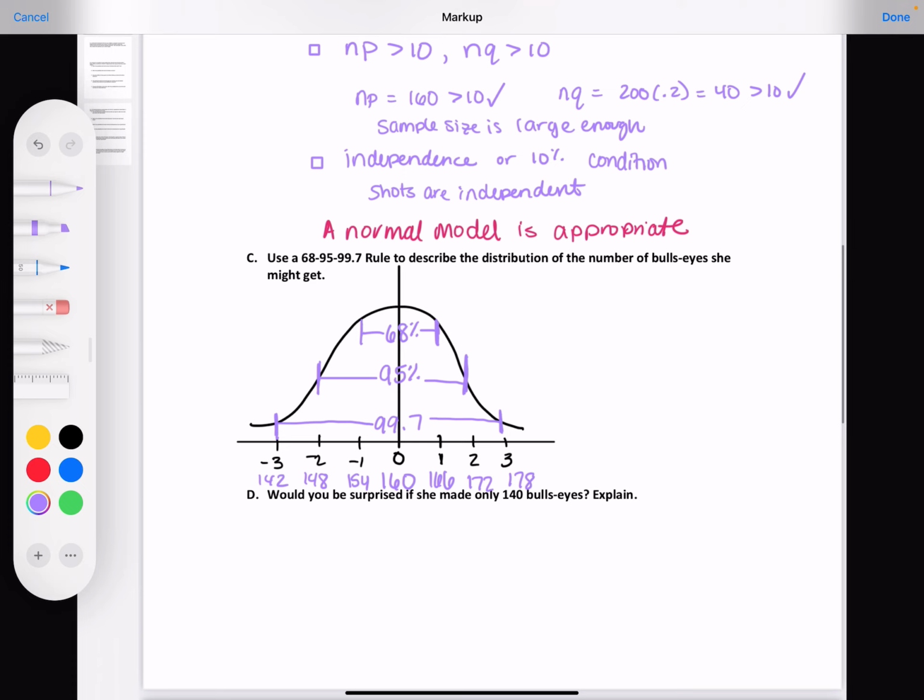Pig abuse. All right, would you be surprised if she made only 140 bullseyes? And explain. Yes, because it's outside of 2 standard deviations, and that's abnormal. It is more than 2 standard deviations away, below the mean. Taylor, if you said 3, that would be fine. Technically anything above 2 is unusual. Unusually low number of bullseyes.